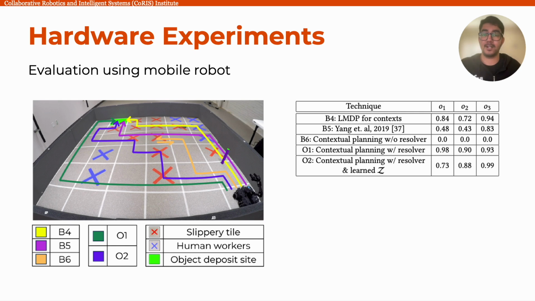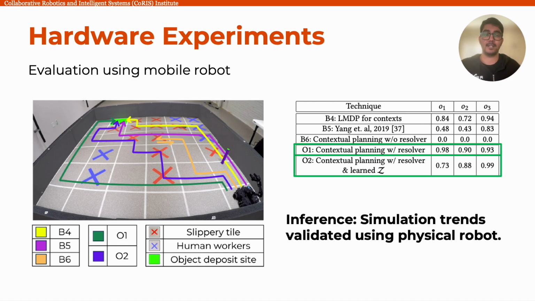We also perform hardware experiments using a mobile robot, and we are able to show that our approaches, both through known mapping and through learned mapping of state to context, outperform other approaches. And we are able to validate our simulation trends using a physical robot.